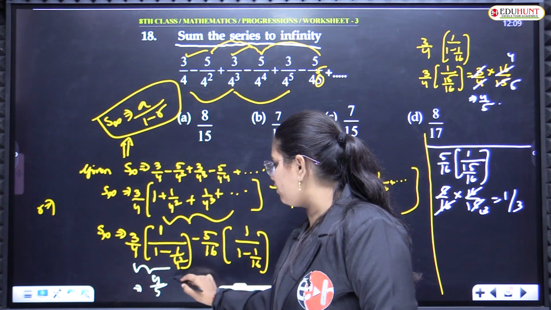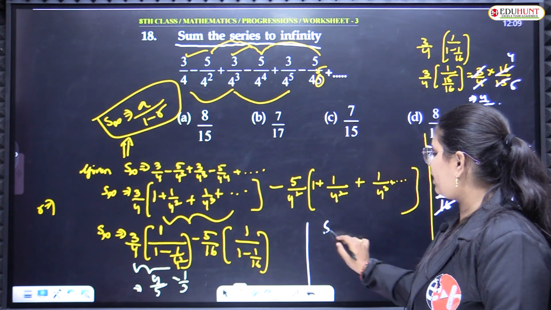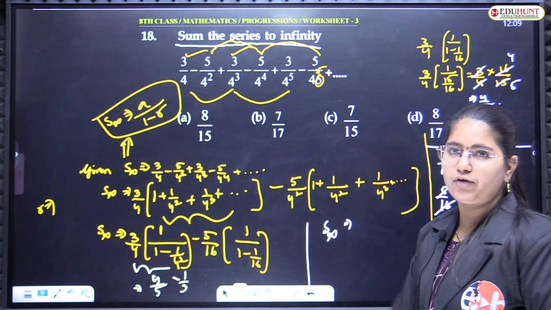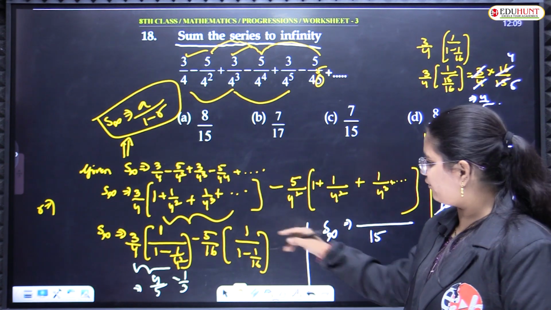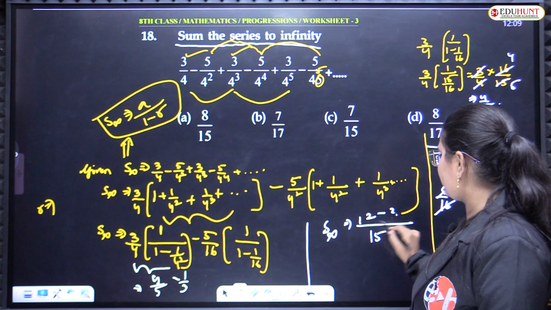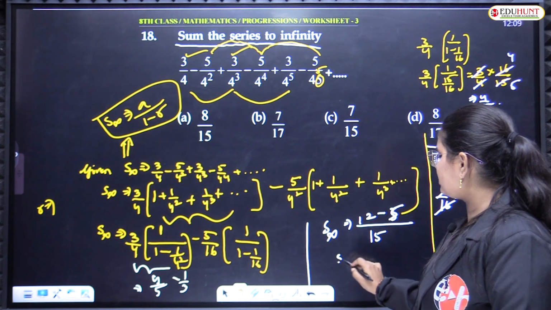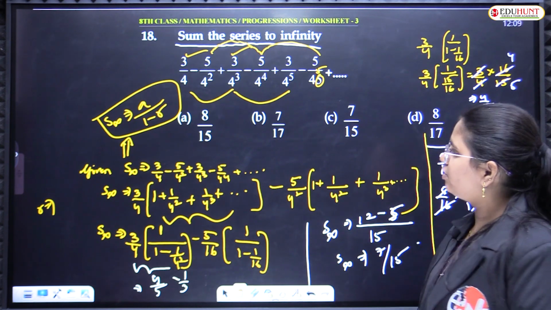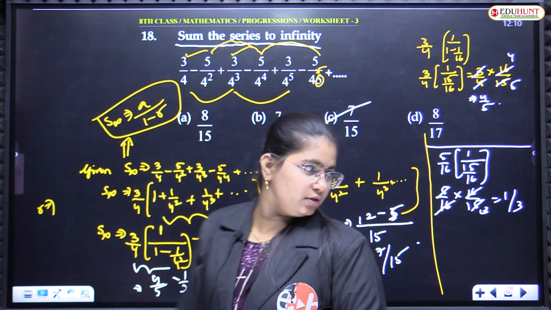4 by 5 minus 1 by 3. So, what is the value? S infinite is equal to, LCM of 5 and 3 is what? 15. So, 4 by 5 is 12 by 15, minus 5 by 15. So S infinite is 12 minus 5, which is 7 upon 15. So, what is the answer? It's option C.